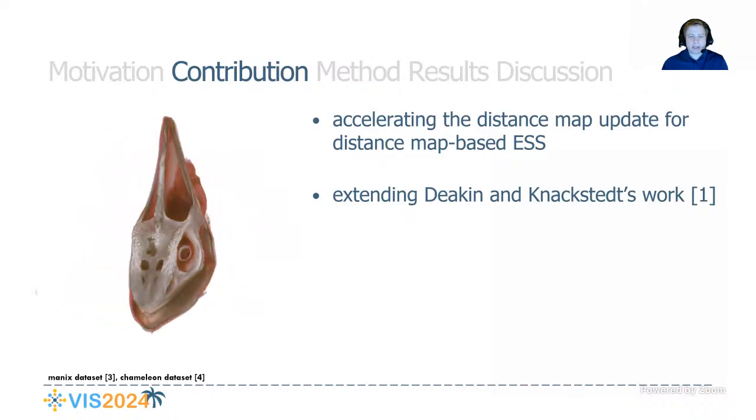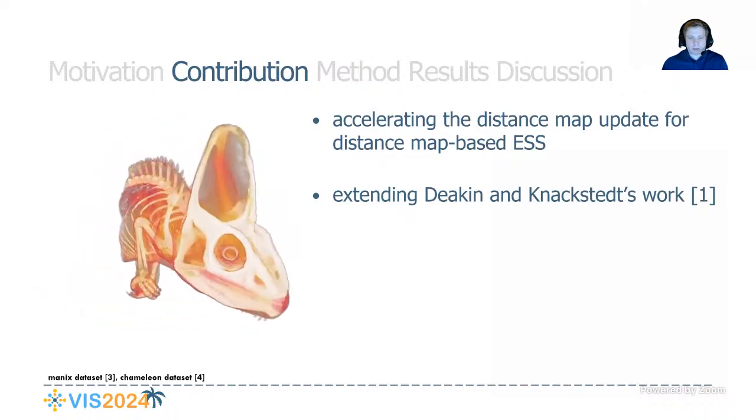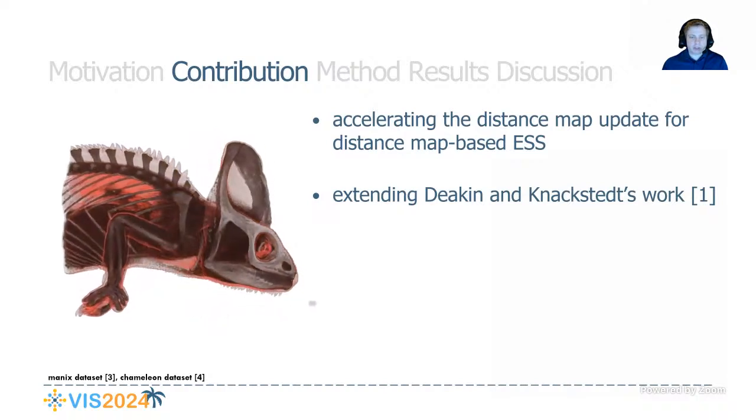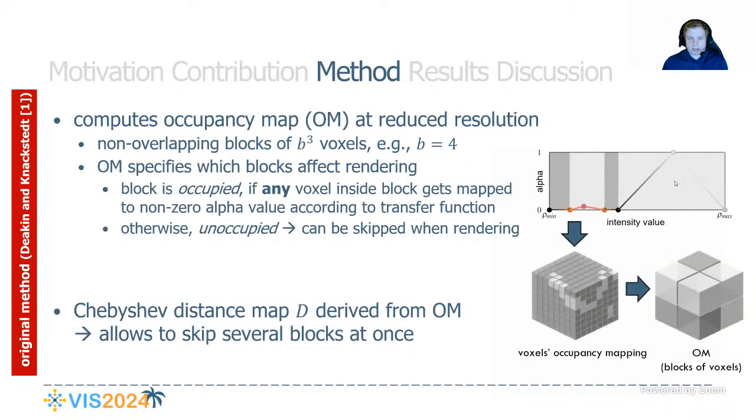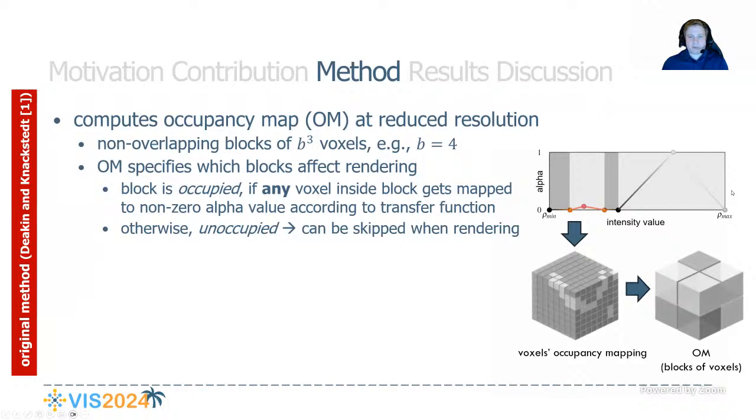What you can see here is an animation playing the results of a renderer when the transfer function changes over time. The original method by Deakin and Naxted computes an occupancy map at reduced resolution. They use non-overlapping blocks of B cubed voxels, and they choose a block size B of 4. The occupancy map specifies which blocks affect the rendering, and a block is considered occupied if any voxel inside the block gets mapped to a non-zero alpha value according to the transfer function. Otherwise, it's considered unoccupied and can be skipped when rendering.